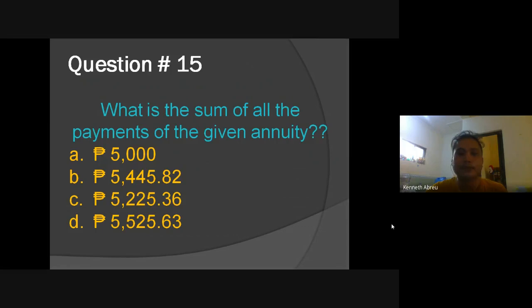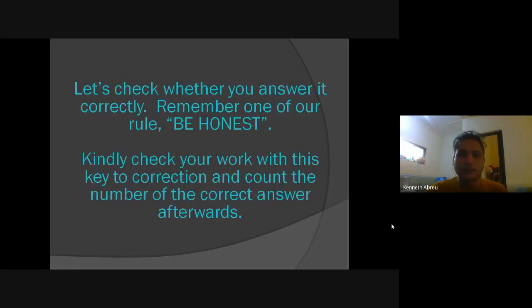Okay, that's all the questions in our What I Know portion. Let's check whether your answers are correct. Remember one of our rules, so be honest. Kindly check your work with this key to correction and count the number of correct answers afterwards.